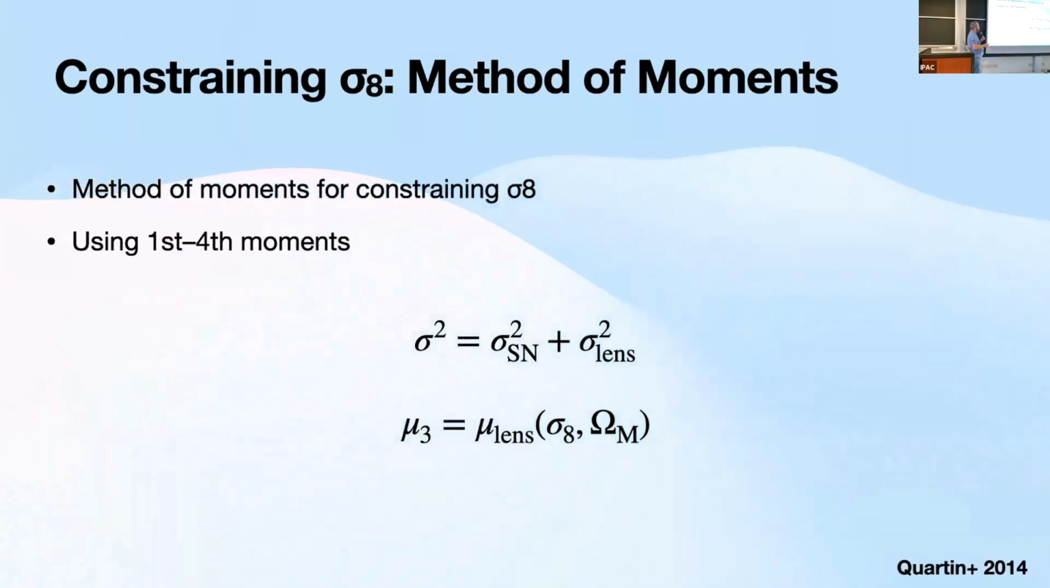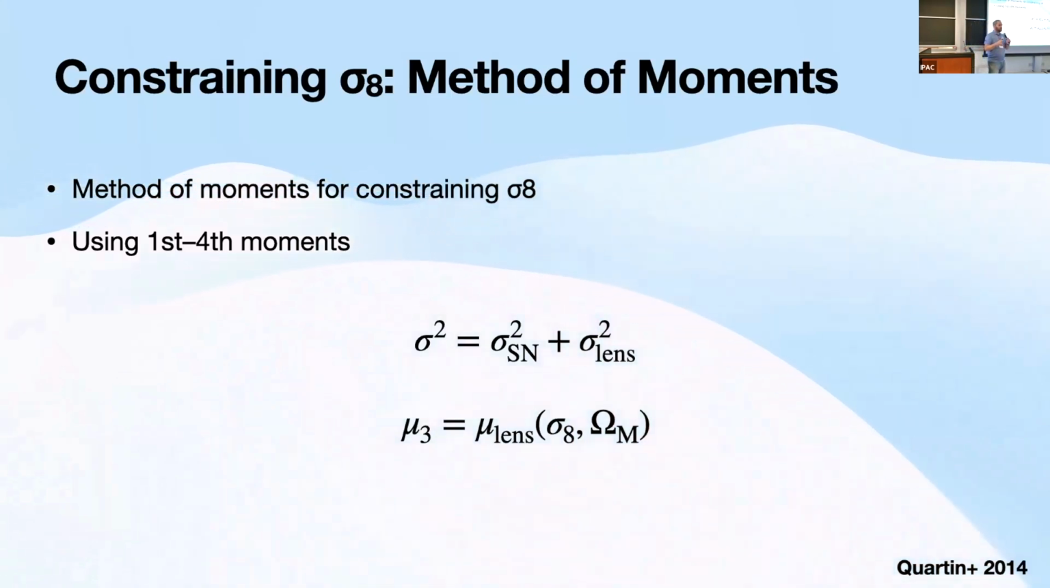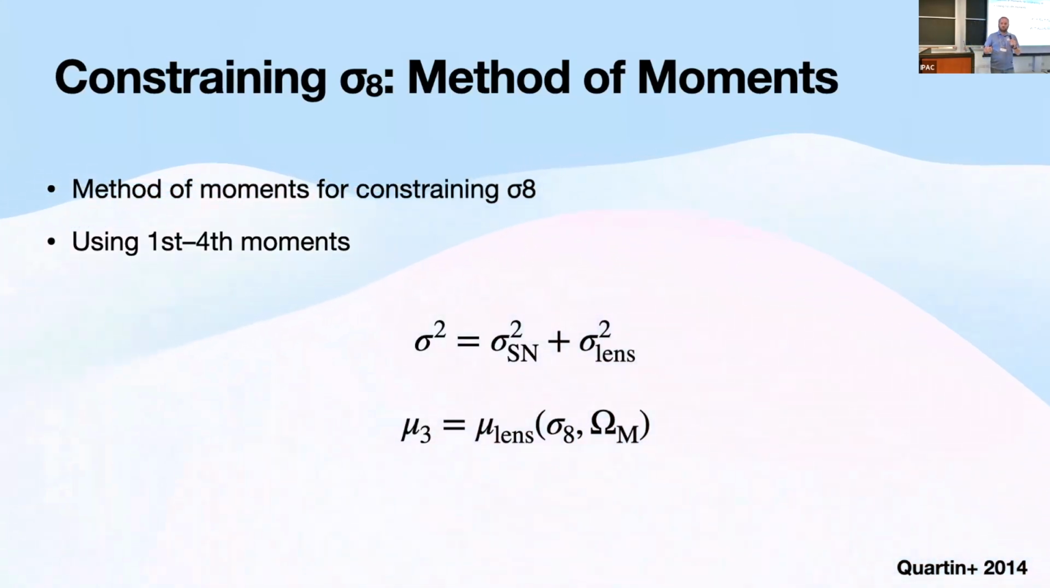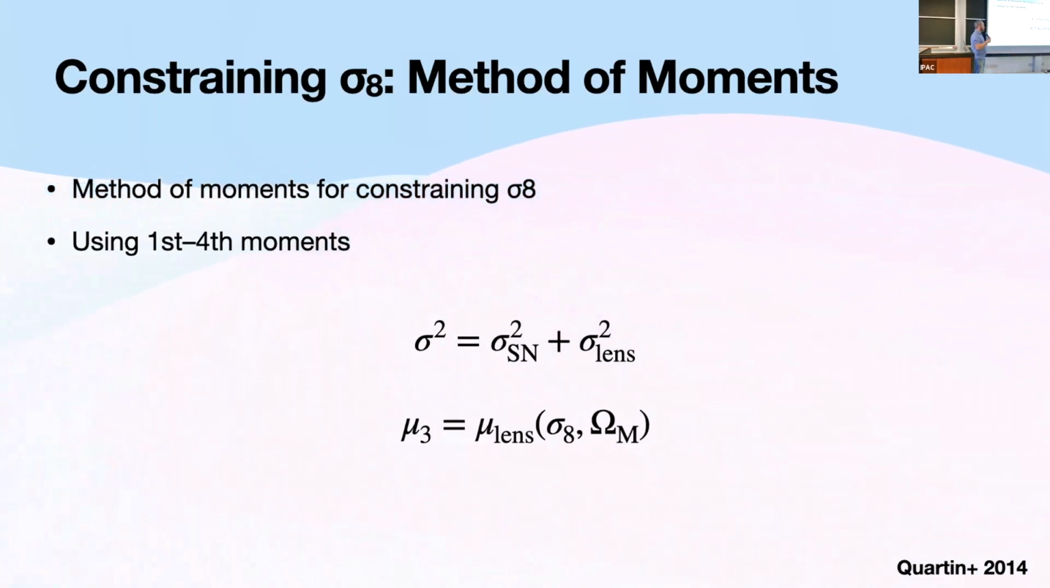And so there's a method called the method of moments that looks at not just the mean and the scatter, which is what you typically do for linear regression, but also looking at the third, fourth, and even sometimes all the way up to the 8th moment of the distribution. And so your sigma 8 comes in once you start looking at the third and fourth moment.